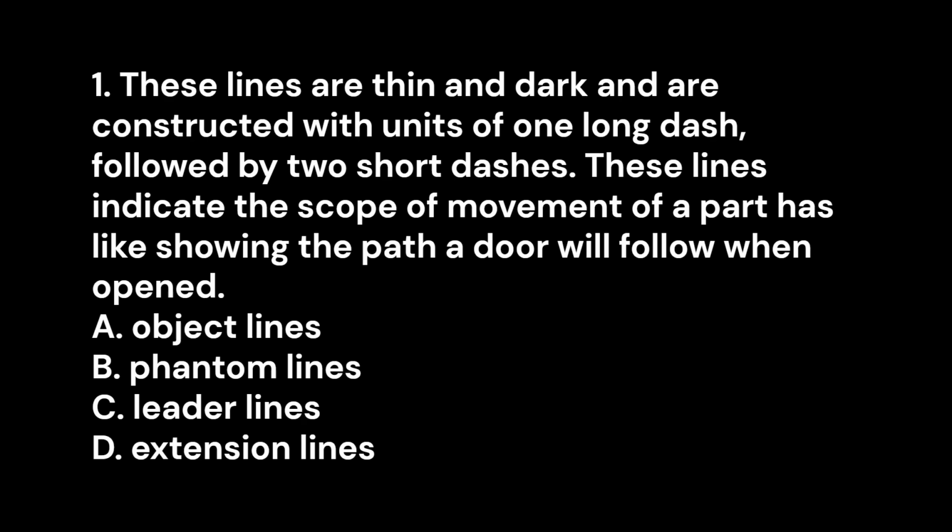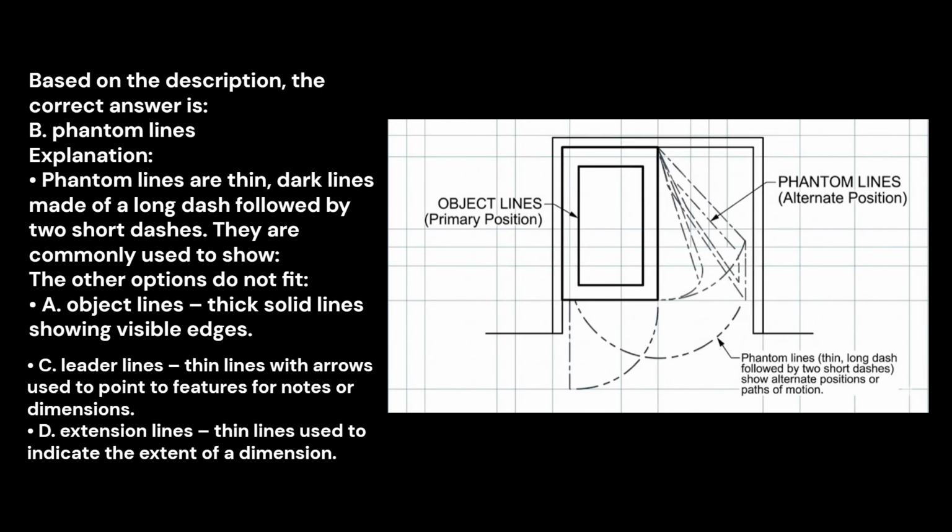Number 1. These lines are thin and dark and are constructed with units of one long dash, followed by two short dashes. These lines indicate the scope of movement of a part, as like showing the path a door will follow when opened. A. Object lines. B. Phantom lines. C. Leader lines. D. Extension lines. Based on the description, the correct answer is B.